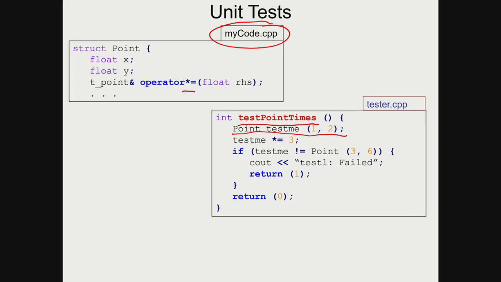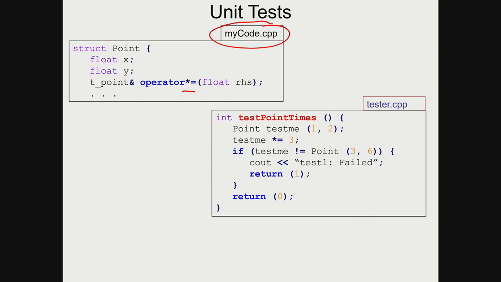Well, I make one of these point objects. I set x equals 1, y equals 2 with this constructor. I call the times equal operator, so I say let's multiply that point by 3. And then I check, did I get the right answer? So I know exactly what it should be. It should be x equals 3, y equals 6. So I check, was this equal to the expected output, a point of 3 and 6?